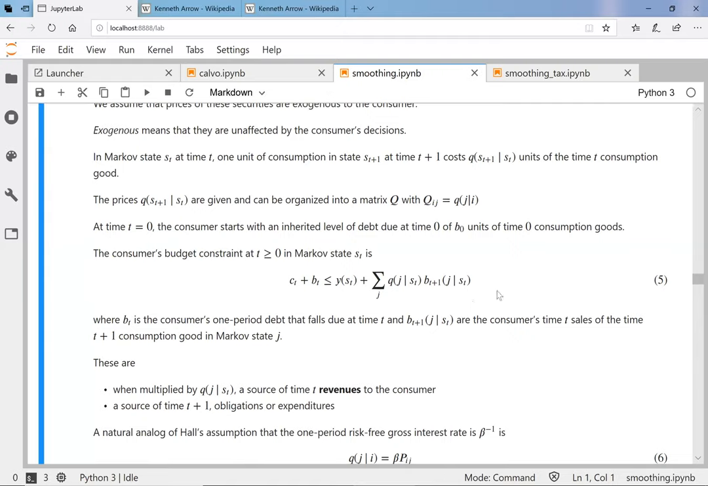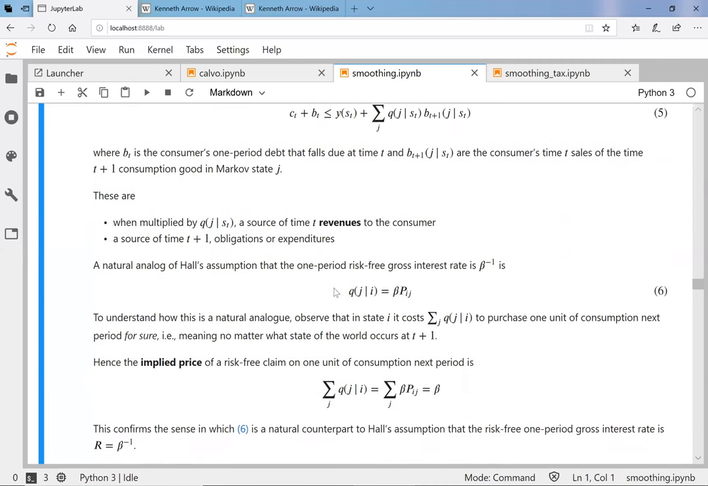Here's my budget constraint for my consumer. Consumption plus the debt I have to pay off is my income as a function of my Markov state. And then next period, if the Markov state is j, I'm going to buy b_{t+1}. Here's how much I have to spend to buy these state contingent securities. This is debt. This is how much I get from selling these securities.